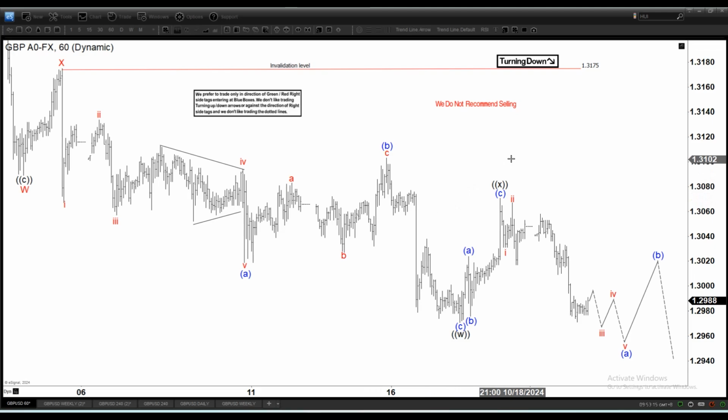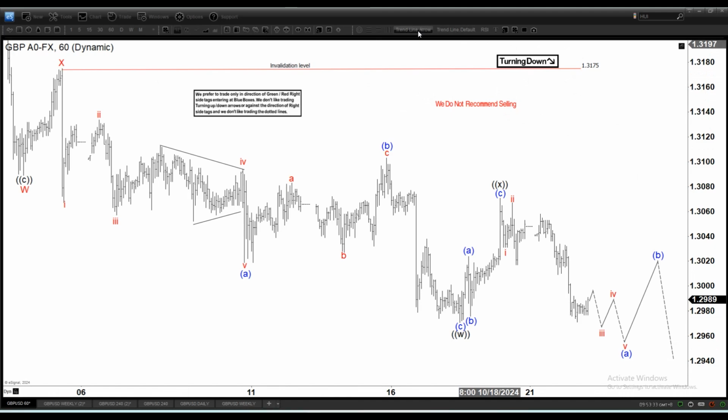Today is October the 22nd and the chart of the day for today is the pound USD 60 minutes time frame. Now we can see we are currently still expecting the pair to extend to the downside, but the arrow is black turning down, meaning there is no bearish sequence.